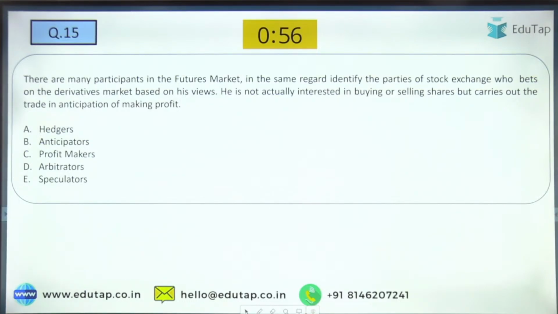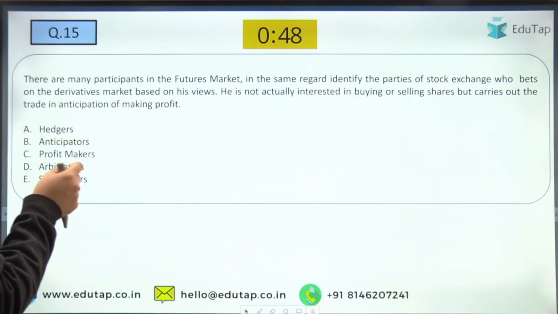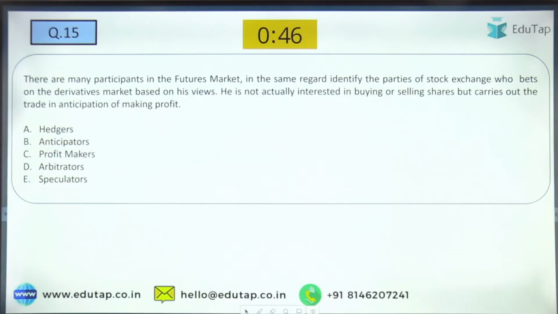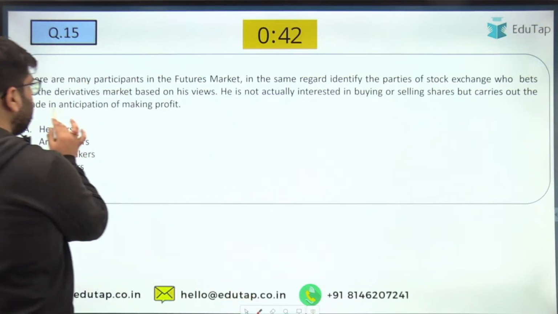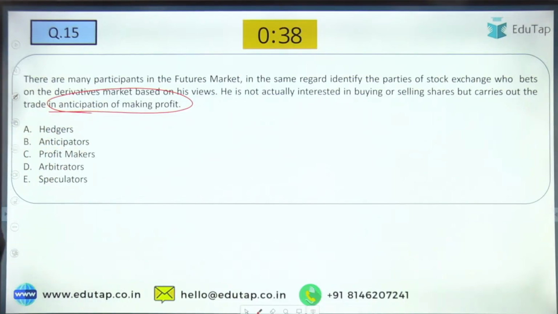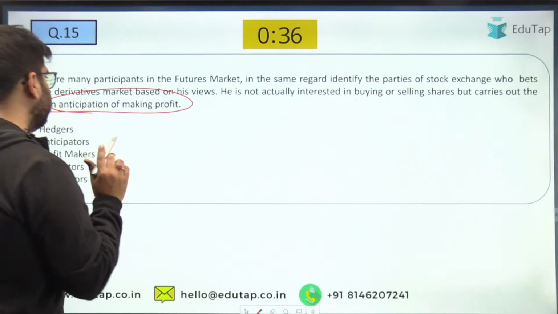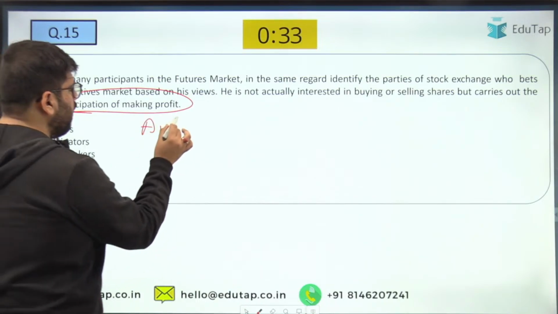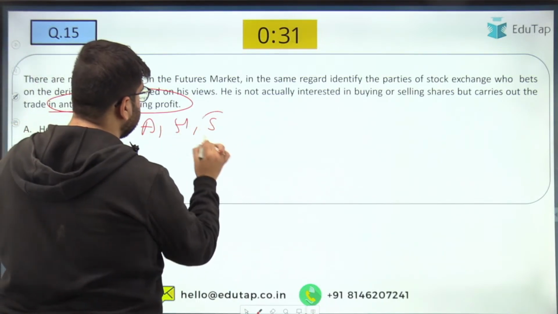Now try to answer question number 15. Question number 15 says: there are many participants in the future market. In the same regard, identify the parties of the stock exchange who bet on the derivative market based on their views. He is not actually interested in buying and selling, but carries out the trade in anticipation of making profit. Again, basics of investment, the first line which you read is the types of parties which are present in the stock market. So you have your arbitrators, you have your hedgers, and you have your speculators.